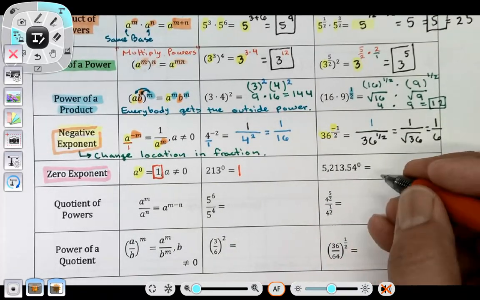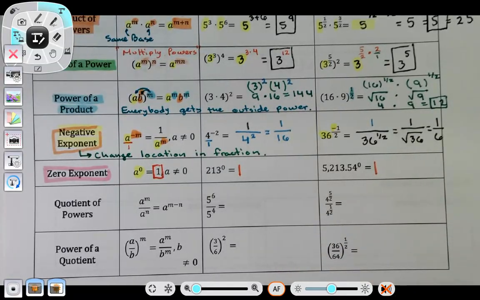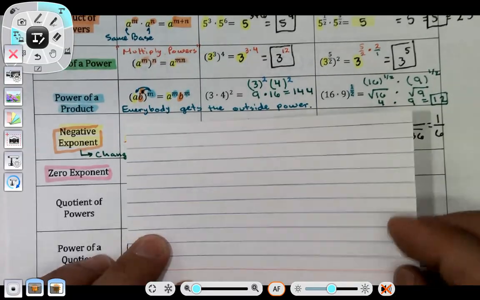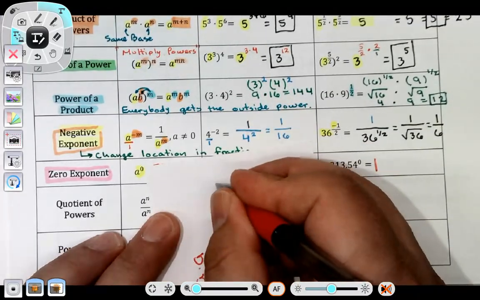5,213.54 to the power of 0. 1. SBAC loves to give power zeros. Why? Because they know students overthink it. Let me show you a different one that you've seen on the SBAC in the past. We've seen people get this question.